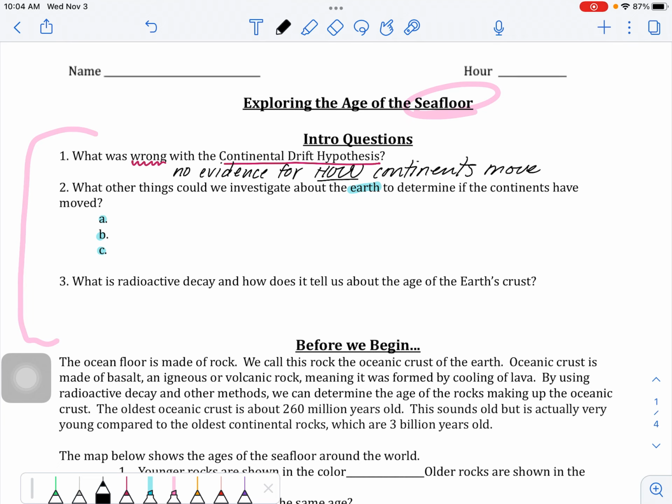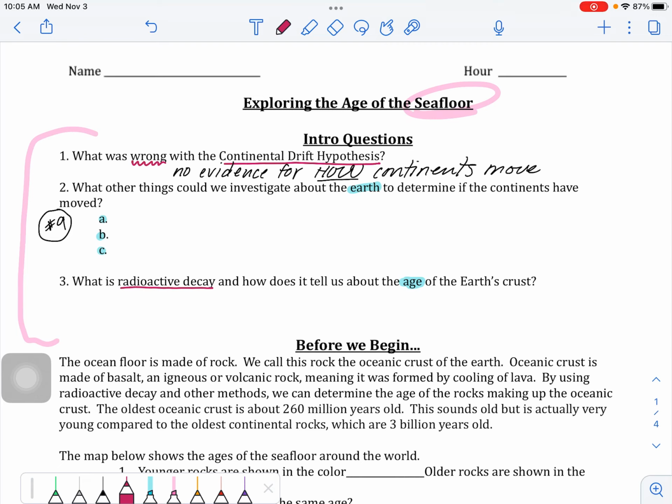And we had a question like this earlier on the map activity. It was question number 9. We talked through it together and some of those ideas. So what else could we figure out to get those ideas? And we did take a step forward in the direction about the age of the Earth, and that was our radioactive decay activity. So what is it and how does it tell us about the age of the Earth's crust?